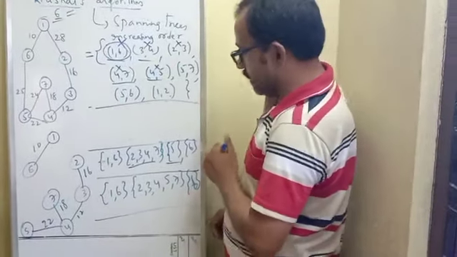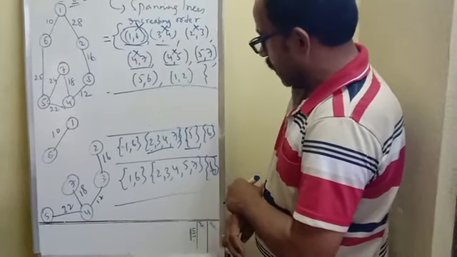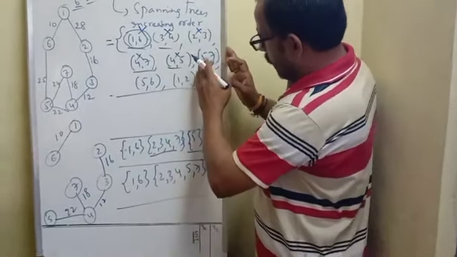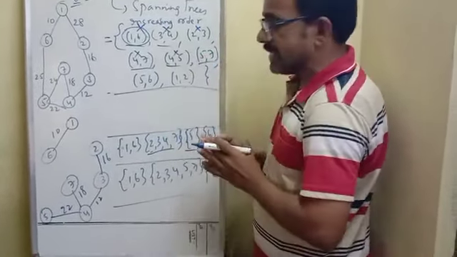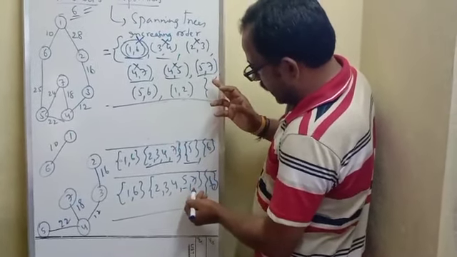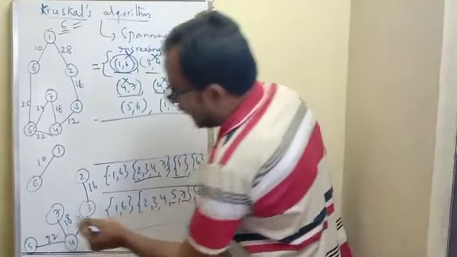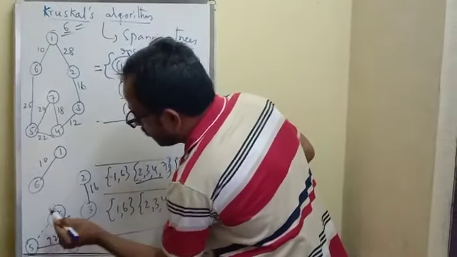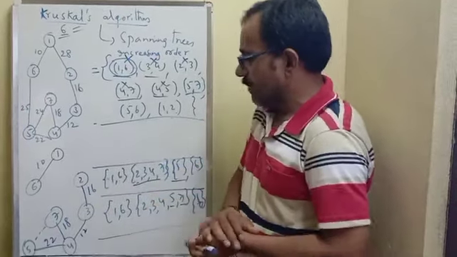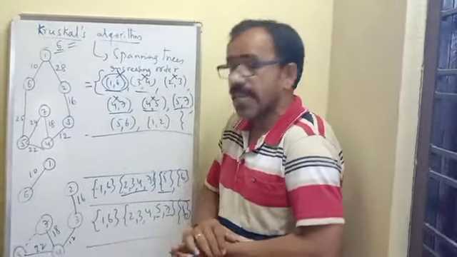Now what is the next minimum cost edge? 5, 7. The next minimum cost edge is 5, 7. Now verify whether 5, 7 is in the same set or two different sets. So 5 is here, 7 is here. Both 5 and 7 are in the same set. Even if you combine 5, 7, it makes a cycle, and then we lose the spanning tree property, because the spanning tree property means there is no cycle in the spanning tree.